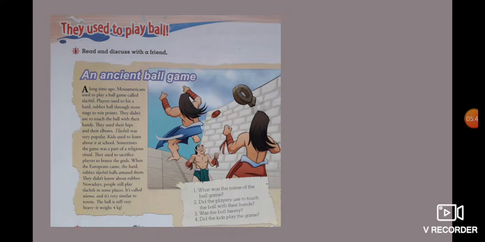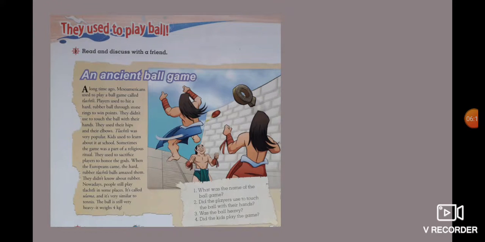Now we pass to page 166. We have a reading in that part and we discuss it. The title of this reading is An Ancient Ball Game. I read and you underline the phrases, or the sentences, where we use the expression used to. You can underline with a marker, and I read the reading, and you underline.